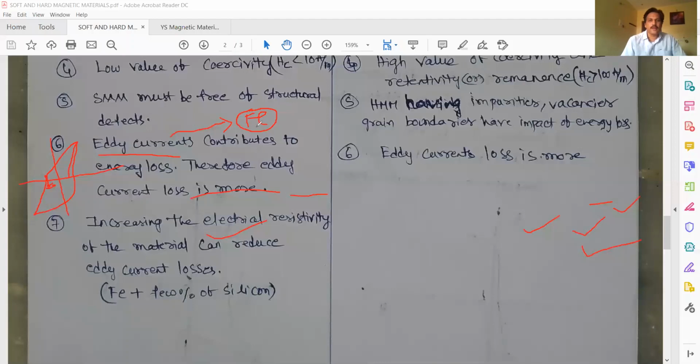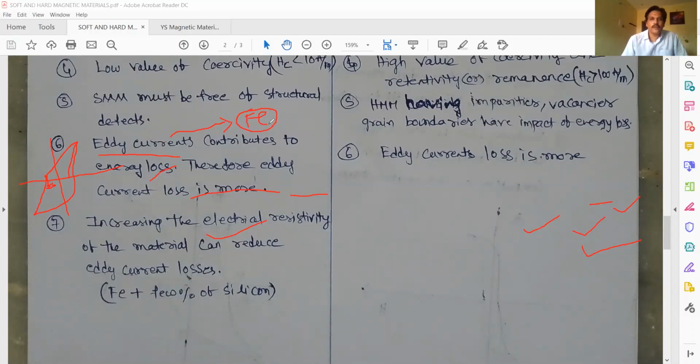We are placing this iron in a magnetic field. A change in magnetic field produces current in the material. That current is called eddy current. So eddy current contributes to energy loss. Eddy currents are also a factor for energy losses. Due to that current, it develops its own magnetic field. Therefore, eddy current loss is more.